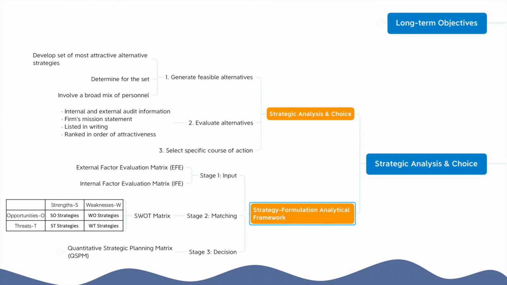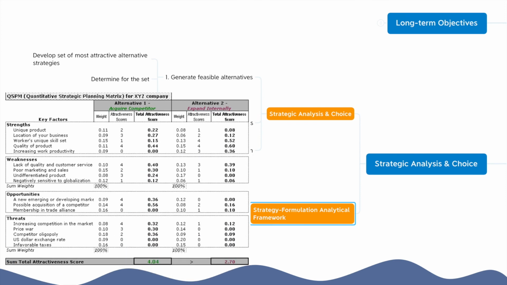Take SO strategy as an example. It means the strategy will catch the strengths and opportunities. After 4 kinds of strategies are proposed, we should make a decision. How? Use a quantitative strategic planning matrix. Very similar to EFE and IFE, the decision will be much easier to make after the rating. That's the end of a strategy formulation process.